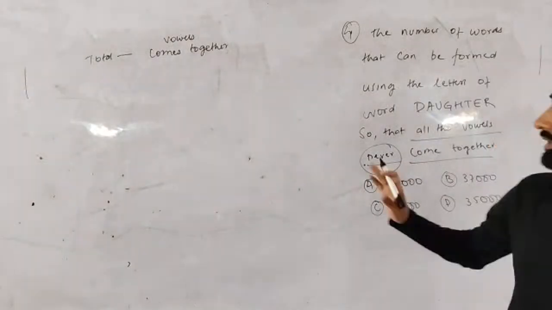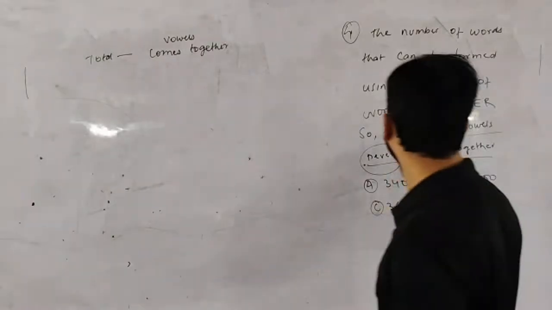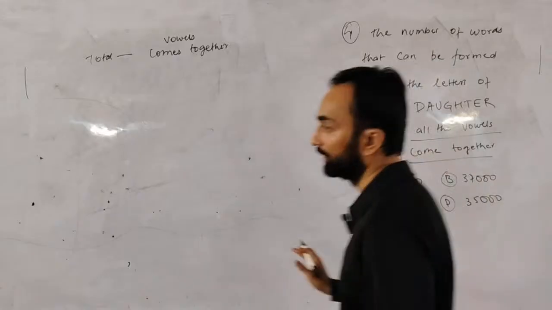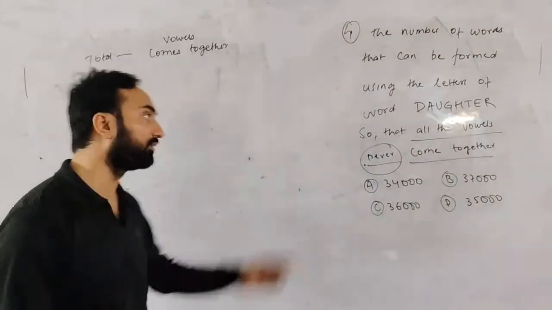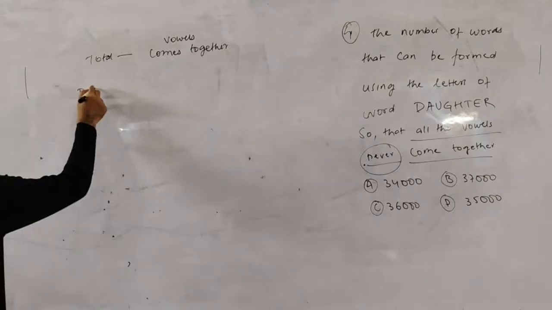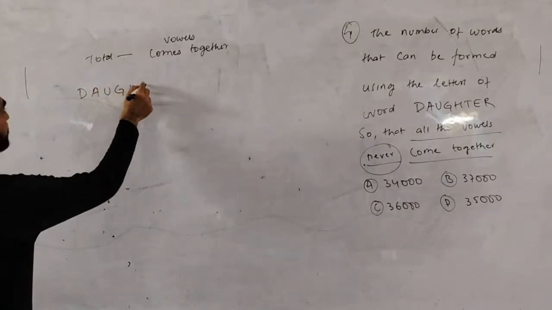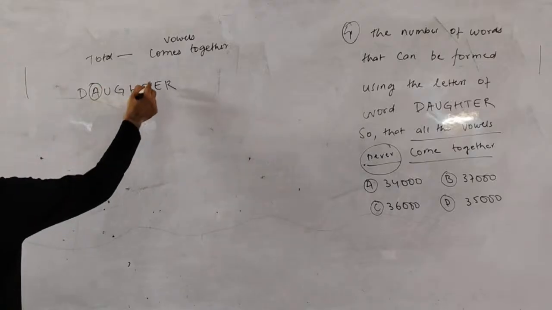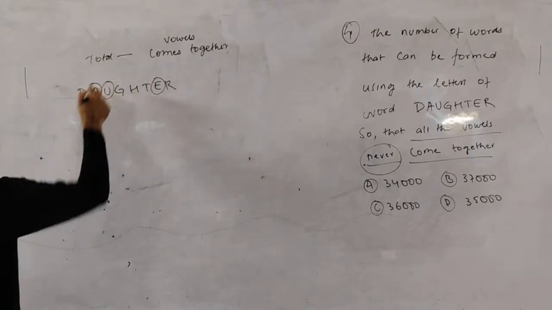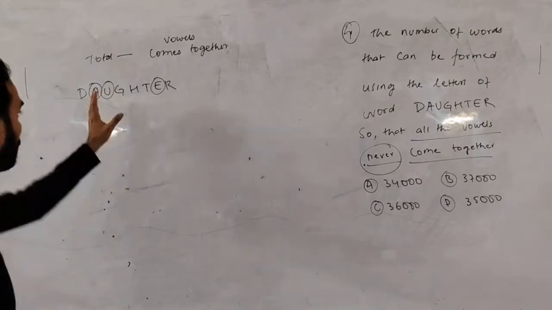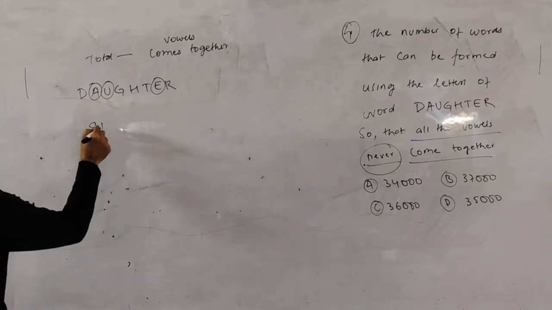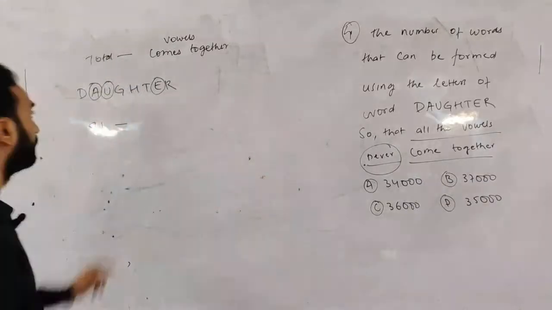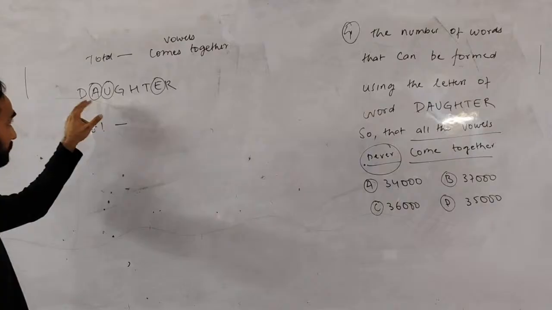Now just see, what is the total condition we have? In DAUGHTER we have 8 letters. What are the vowels? This is the first vowel, this is the second vowel, and this is the third. So 3 vowels are there. Total condition is 8 factorial, that is how many ways we can rearrange it. And let's suppose the vowels are together.